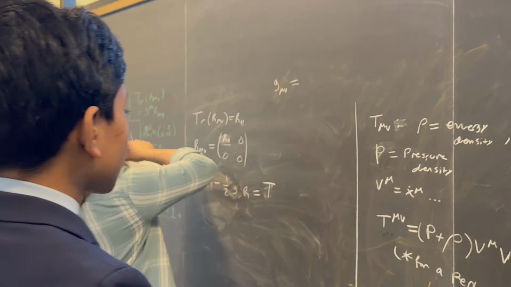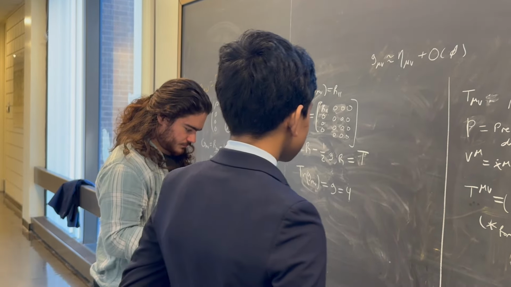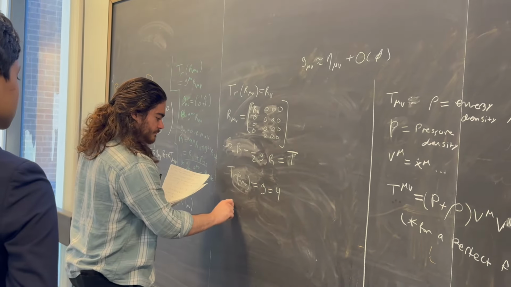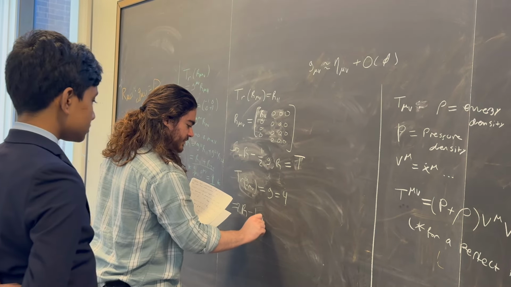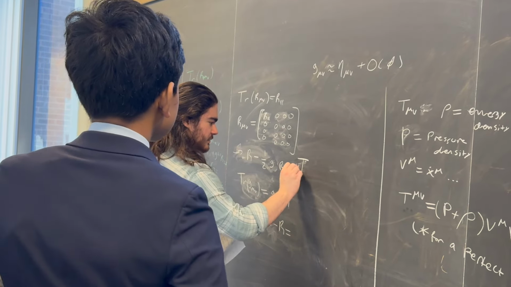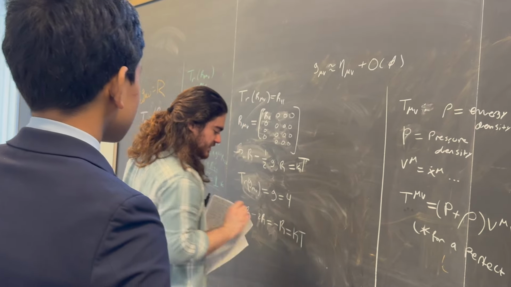So writing it like this, remember that the trace of the metric for g being approximately the Minkowski metric is 4. Because you have minus 1, plus 1, plus 1, plus 1. And so now, plugging this in, we get R minus 1 half times 4 R, which equals, so this becomes negative R, equaling kappa T.